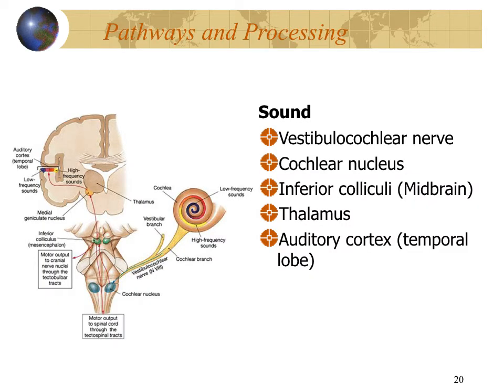Okay, so we talked a little bit about pathways with this. The pathway for sound is that cochlear nerve, part of cranial nerve 8, goes to the cochlear nucleus, and then the part of the midbrain called the inferior colliculi, and then through the thalamus, where it's evaluated, and up to the auditory cortex. All right.